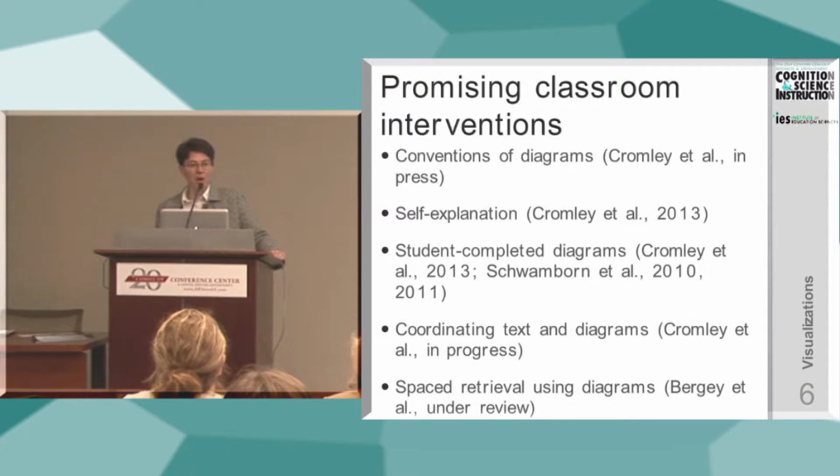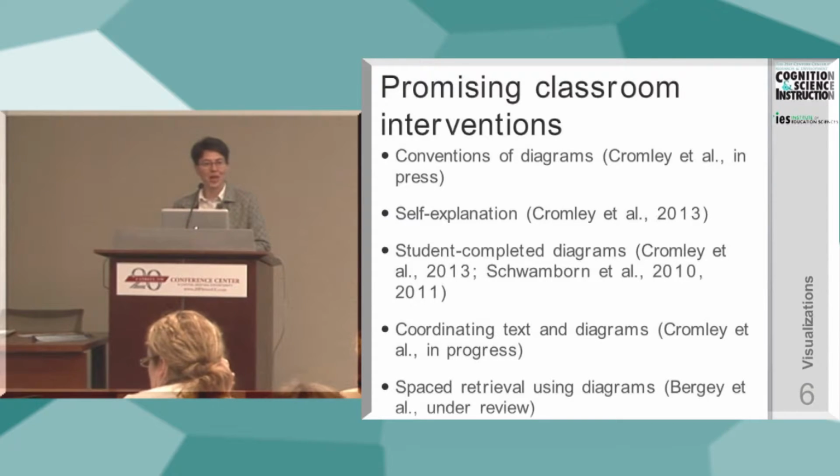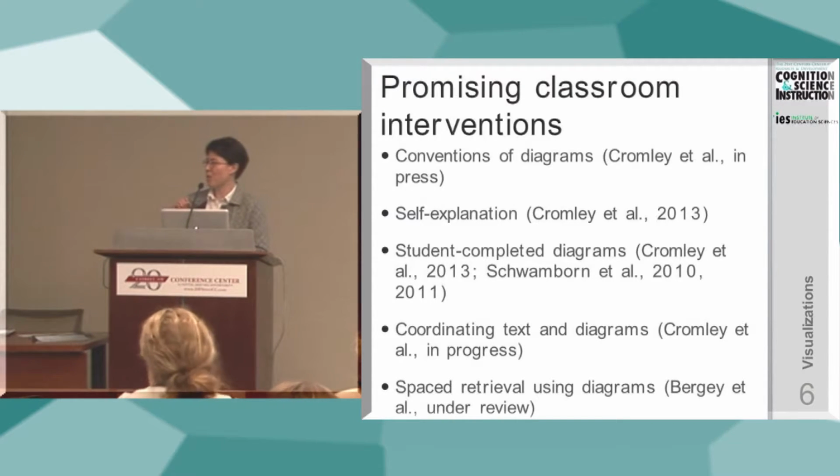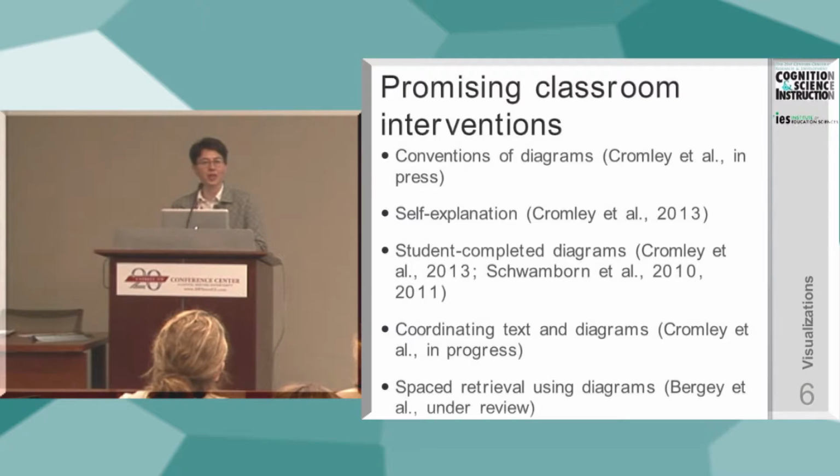There are a bunch of promising classroom interventions that are relatively recent. I'm citing myself and my team a lot here because not many people have gone into classrooms and tried this out. But what we did in the center is what we call conventions of diagrams, which means we just explain to them, this is a caption. You should read the caption. It's the main idea of the diagram. But we also teach them about arrows and scaling and color coding and different kinds of labels that name objects or that explain parts of the process.